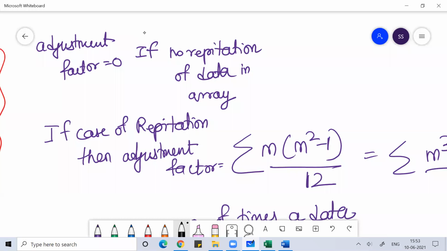In case there's no repetition of rank, there's no adjustment factor. So be clear about that part.